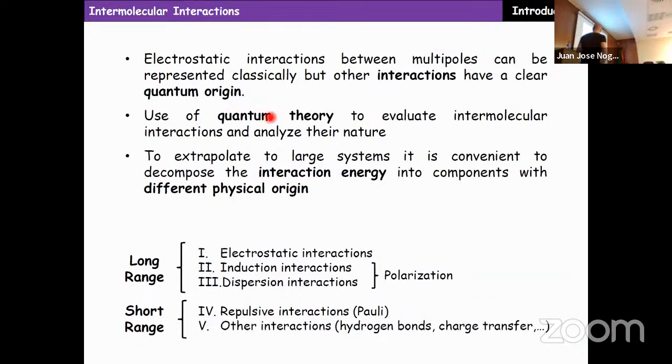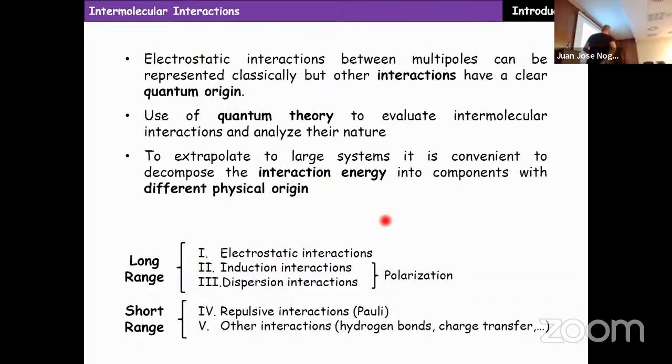So, if we want to extrapolate to large systems, for example using molecular mechanics, so the constructive potential to describe this dispersion and Pauli repulsion, etc., it's very important to decompose the interaction energy into different terms with different physical origin. I'm talking about electrostatic, inductive, dispersive, and repulsive interactions. Okay, so in this way we can derive potentials to describe any of these contributions.